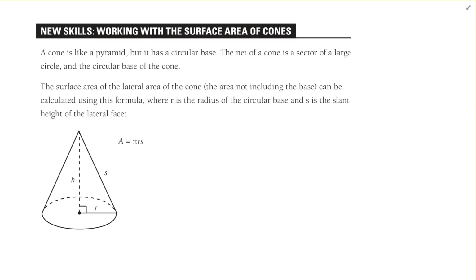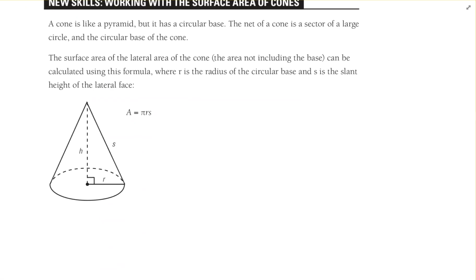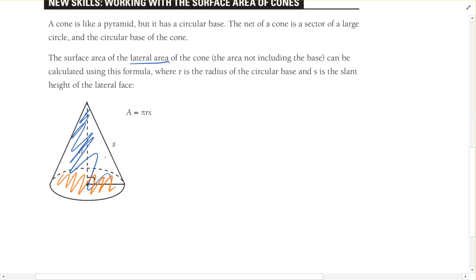Now what we're going to be doing is the surface area of cones. Last time we were doing pyramids. Now we have a circular bottom, so it's going to be a cone. They're similar. What we're going to do, though, is break it into two parts. We're going to figure out the surface area of the circle, and then the surface area of the rest of it. We call that the lateral area. So just those two things, right?